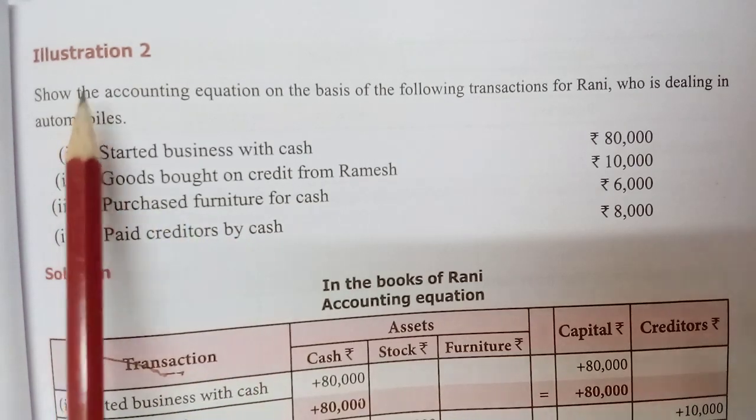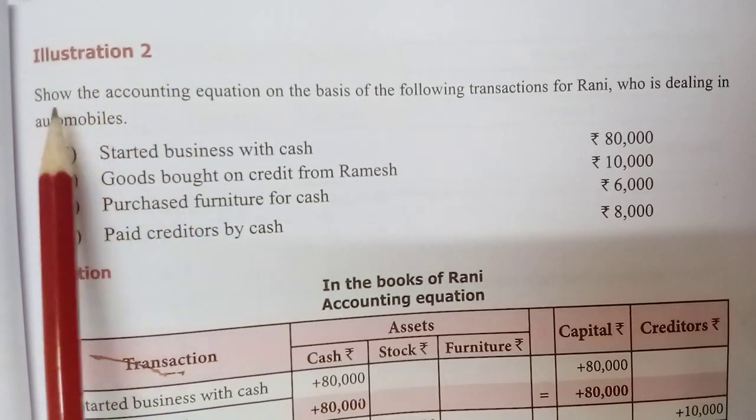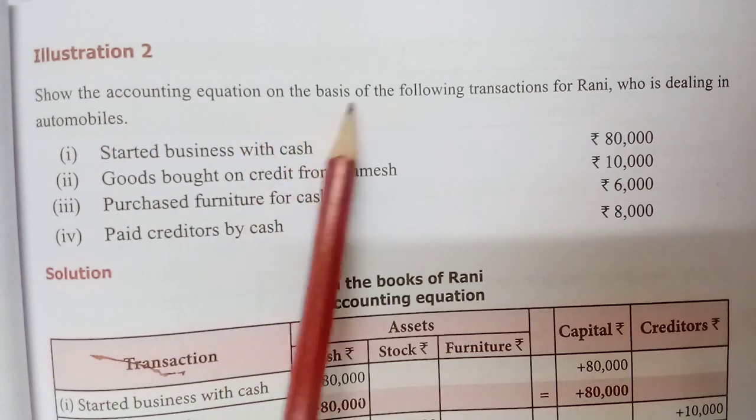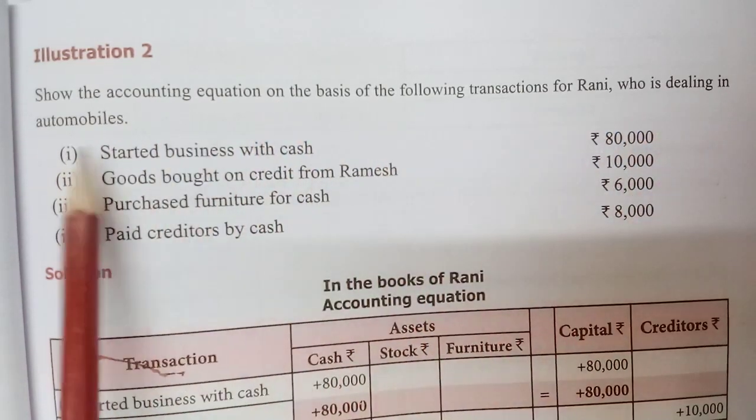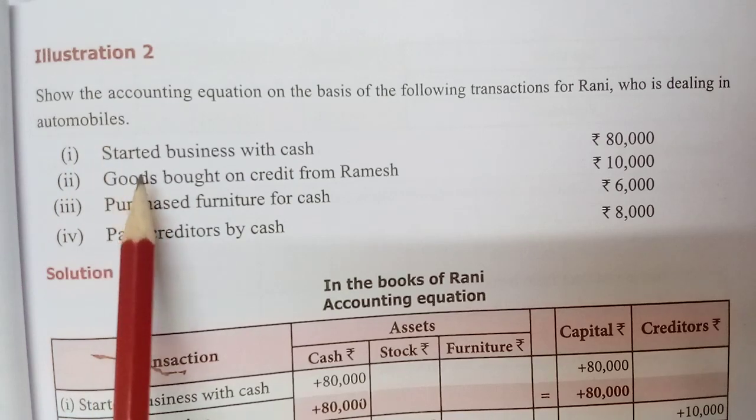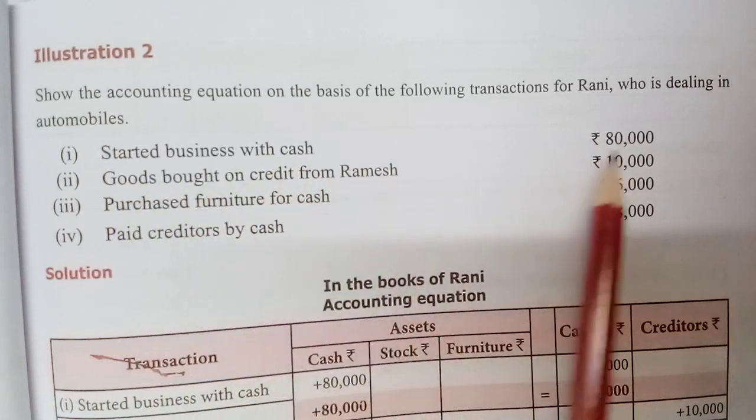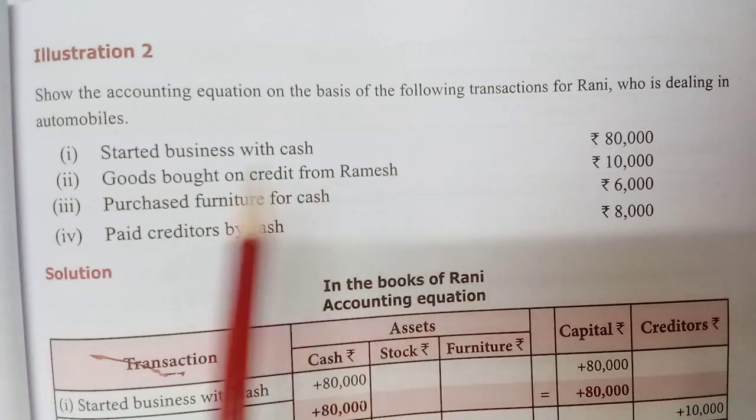Now we will see illustration 2. Show the accounting equation on the basis of the following transactions for Rani, who is dealing in automobiles. Here, started business with cash 80,000. That first one we did, that one.